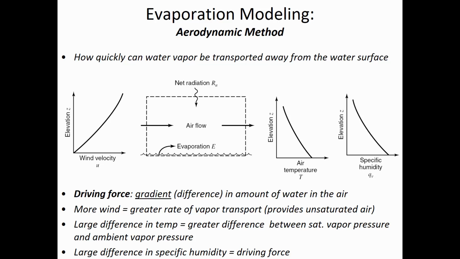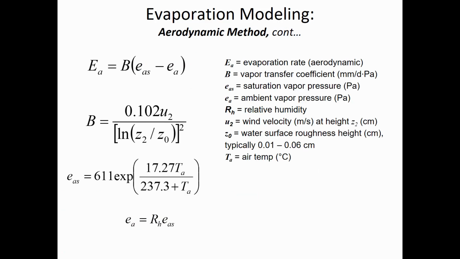Yeah? What did you say the difference was between saturated vapor pressure and ambient? Ambient vapor pressure is like the conditions that are in the atmosphere actually. Saturated is the maximum amount of water that can be held by the air. So if you have a big temperature difference between the water and the air, then that lends itself to there being a larger difference between how much moisture can be held and how much moisture is in the air at any given time.